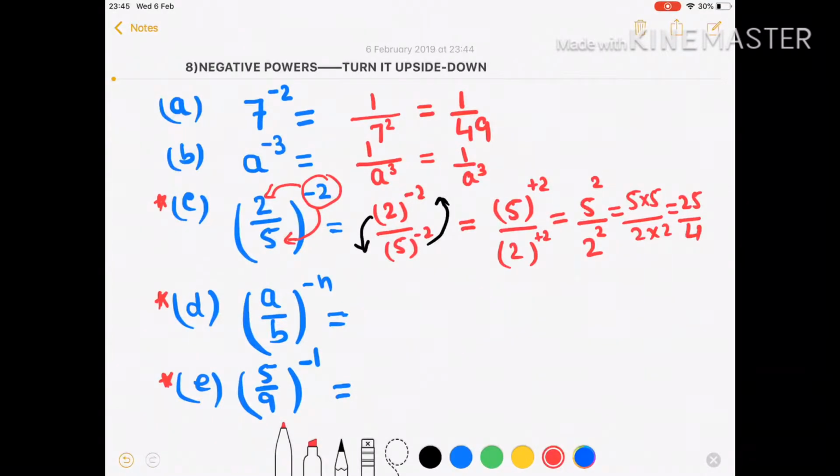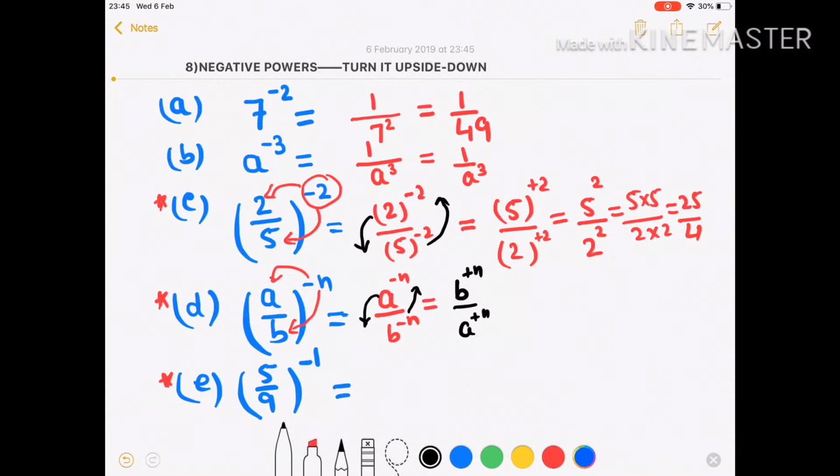One of the important questions we have done. Next question is important as well. So again, the power is negative and a bracket is there. First, use rule number 7, because inside the bracket, that power belongs to everything inside the brackets. So a to the power minus n and b to the power minus n. First, separate them and then make them positive. Next step, make them positive. Change the position and make them positive.